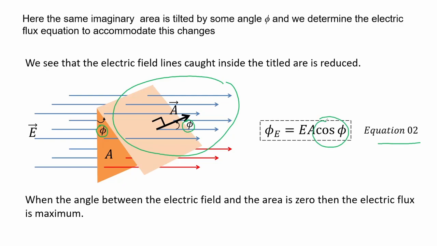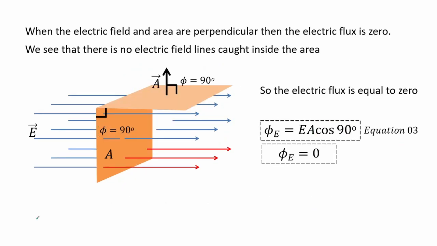When the angle between the electric field and the area is 0, then the electric flux is maximum. So if the tilt angle phi is 0, it gives a maximum electric flux. For this case, when the tilt angle is 90 degrees, it gives an electric flux of 0 as shown in equation 3. We can visualize it and see that there are no electric field lines contained inside the imaginary area.